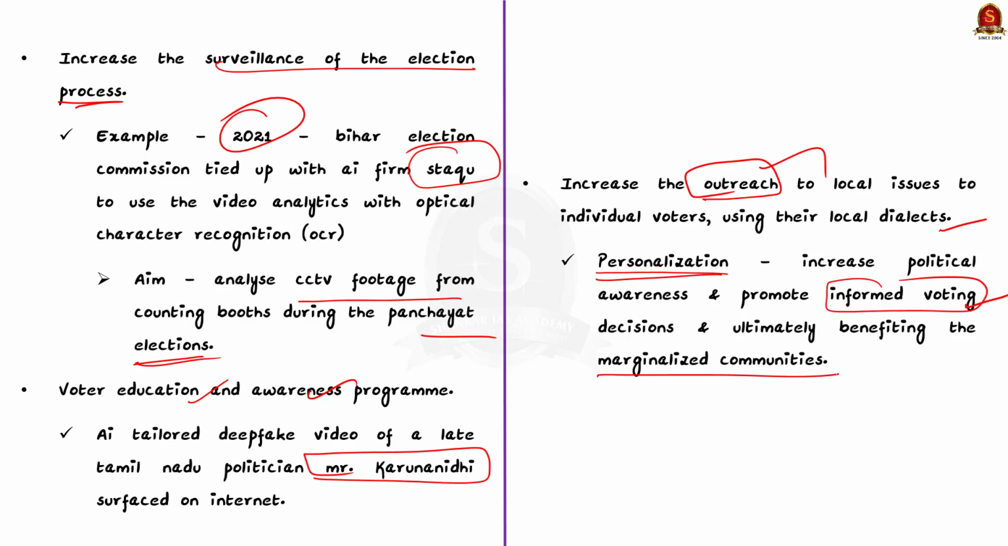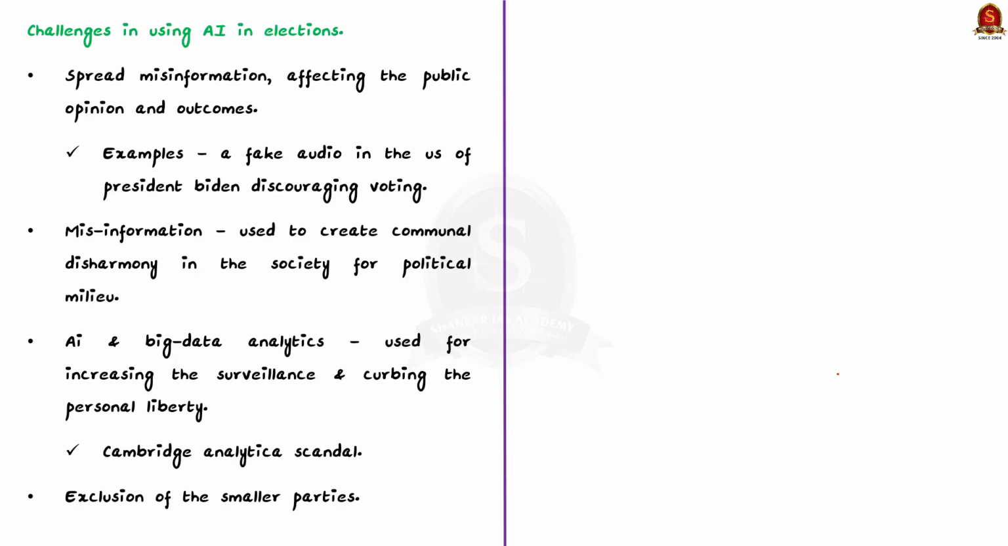In the second part, we shall see the challenges in using AI in elections. Firstly, with respect to misinformation in elections. See, deepfakes have been used to spread misinformation, affecting public opinion and outcomes. For example, a fake audio of US President Biden discouraging voting. This kind of misinformation can often be used to create communal disharmony in society for political milieu.